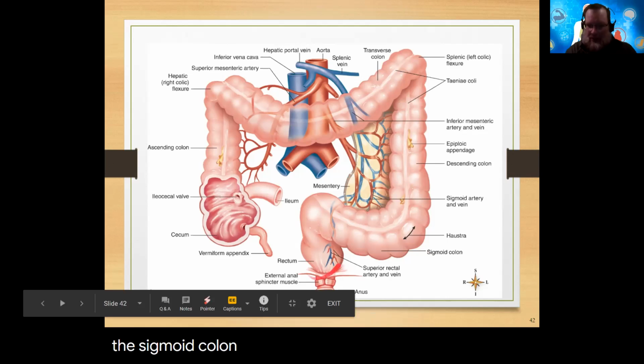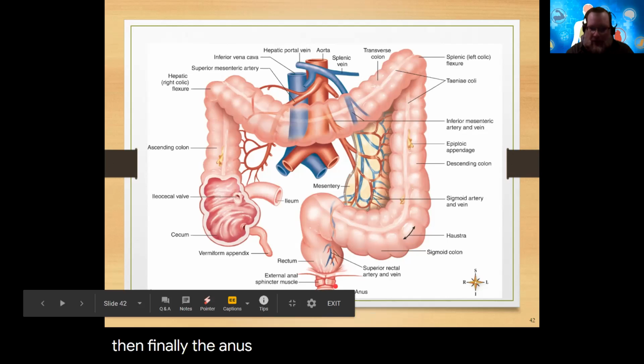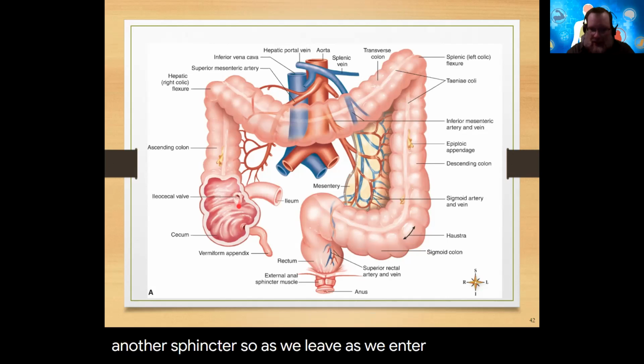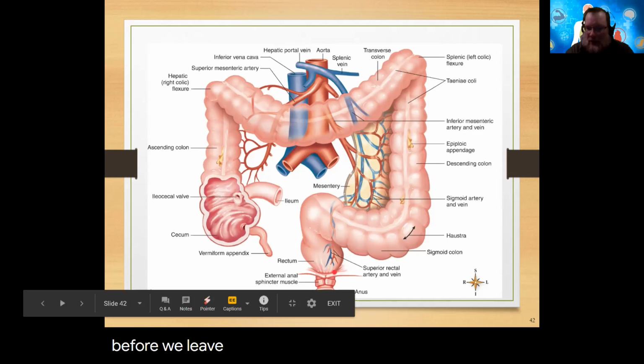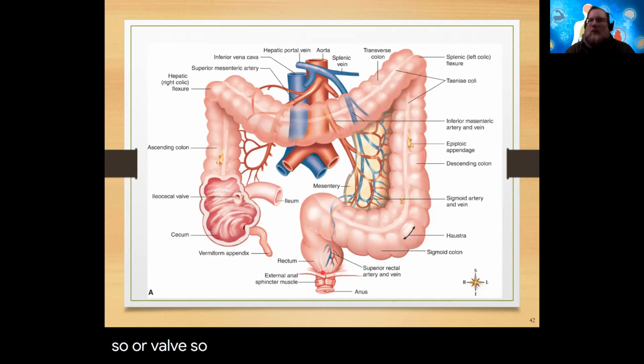And then that takes us to the rectum, and then finally the anus. And that's where we're going to find another sphincter. So as we enter the large intestine, we have a sphincter, and then right before we leave, we have another sphincter, or a valve. So there's valves all over the place from start to finish throughout the entire GI tract.